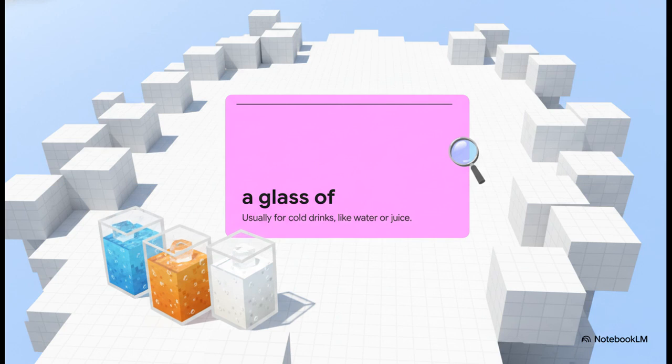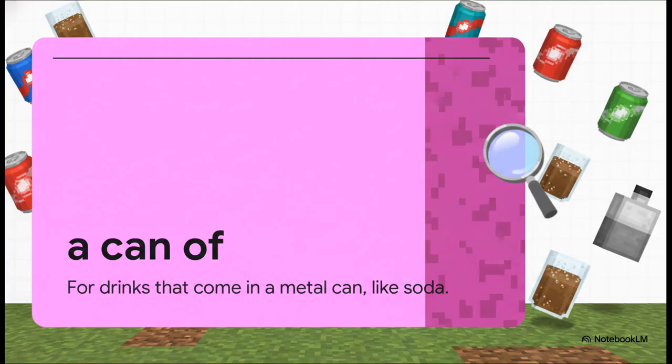But what if your drink is cold? We don't usually use a cup for that. Instead, we use a glass. So you would ask for a glass of water, a glass of juice, or a glass of milk. So here's a useful little trick. Generally, we say a cup of for hot drinks and a glass of for cold ones.